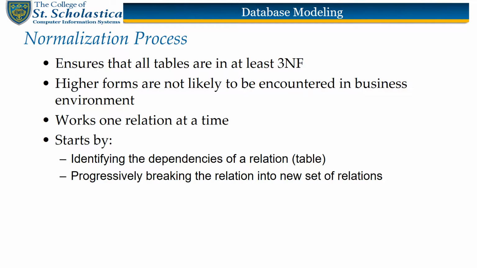From the data modeler's point of view, the object of normalization is to ensure that all tables are at least in third normal form. Even though higher level normal forms exist, they are not likely to be encountered in a business environment. Typically, the normalization process works on one relation at a time and starts by identifying the dependencies of a relation table and progressively breaking the relation into a new set of relations.